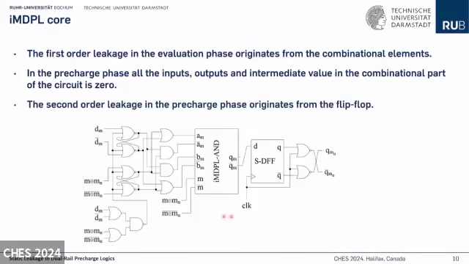The IMDPL flip-flop, as you can see, consists of some combinational logic cells and one single rail flip-flop. The only part of the circuit that is not pre-charged is the single rail flip-flop. This flip-flop stores a masked value of D with the mask bit M of N. Therefore, a second order joint leakage in the pre-charge phase is exploitable through this single rail flip-flop.